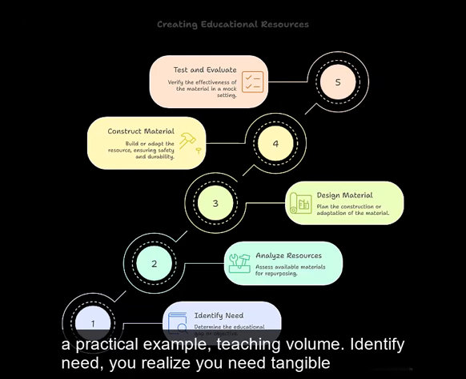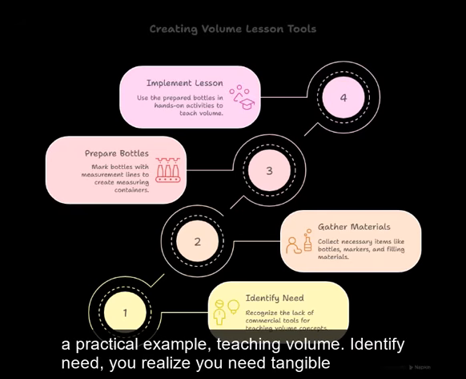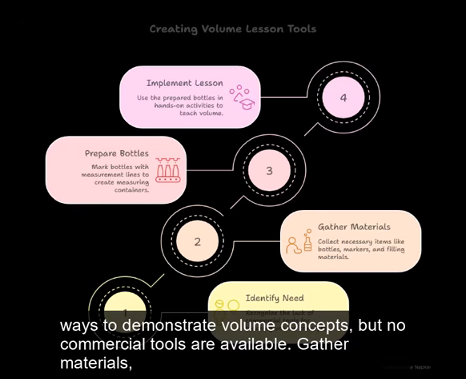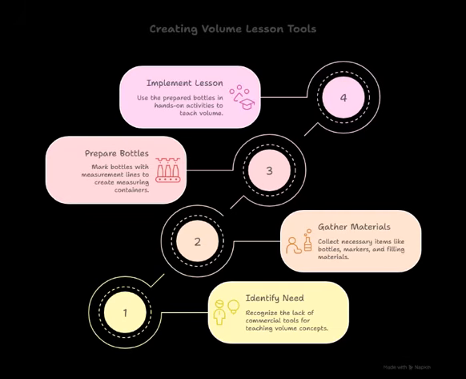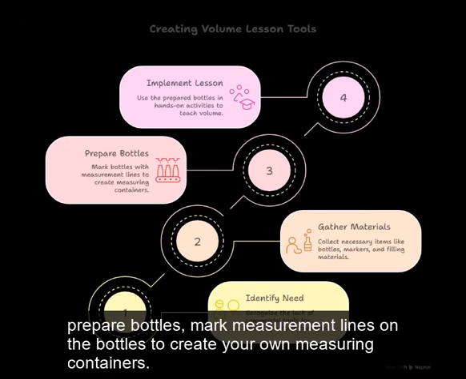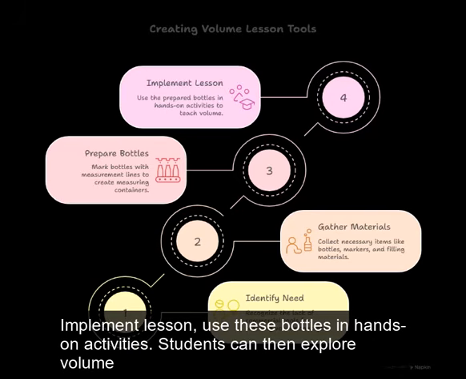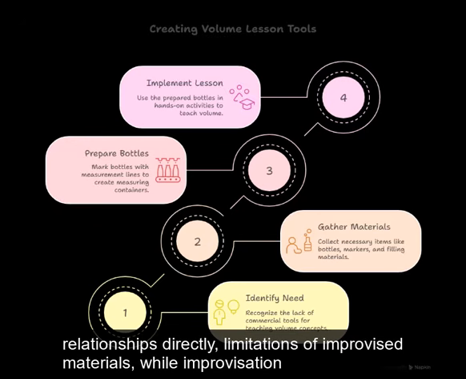Let's quickly look at a practical example, teaching volume. Identify need, you realize you need tangible ways to demonstrate volume concepts, but no commercial tools are available. Gather materials, collect plastic bottles of different sizes, markers, and materials like water or sand. Prepare bottles, mark measurement lines on the bottles to create your own measuring containers. Implement lesson, use these bottles in hands-on activities. Students can then explore volume relationships directly.